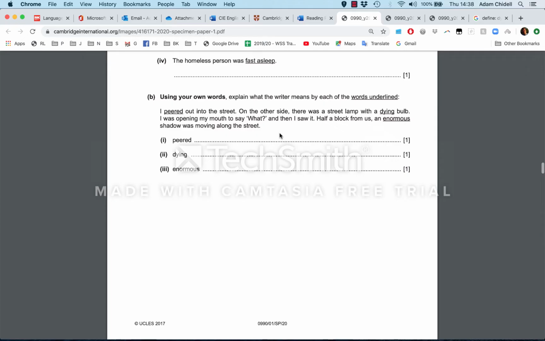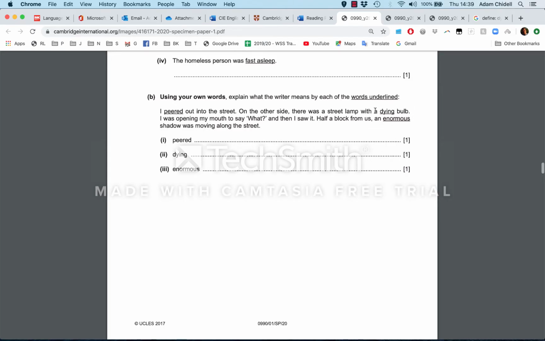And you also need to, as I said, think about the word within the context. And so for this one, actually, the word dying is quite a useful example. It says, on the other side, there was a street lamp with a dying bulb. Okay, so obviously, the word dying could refer to the passing away of a human being. But if you put passing away, you would not get the mark, because it's referring to a dying light bulb.